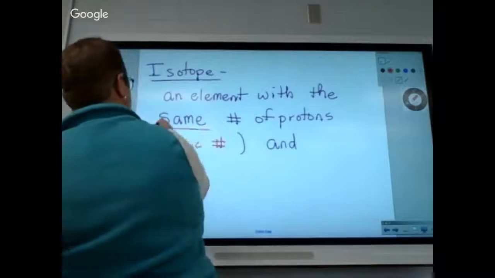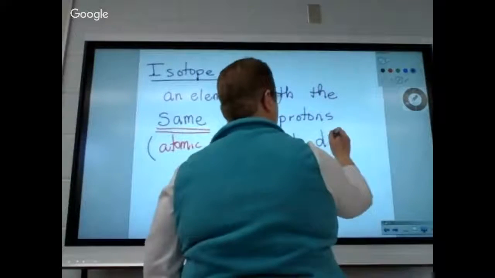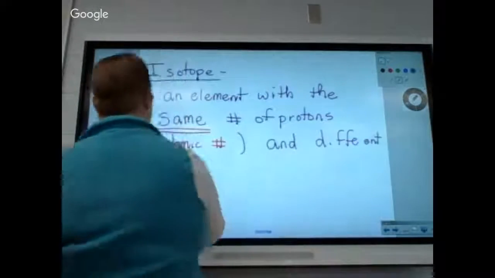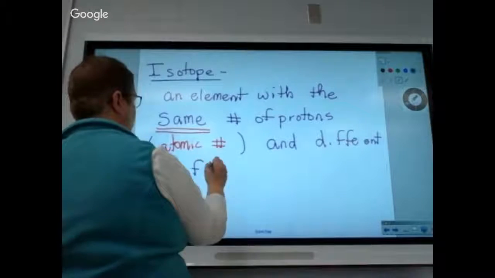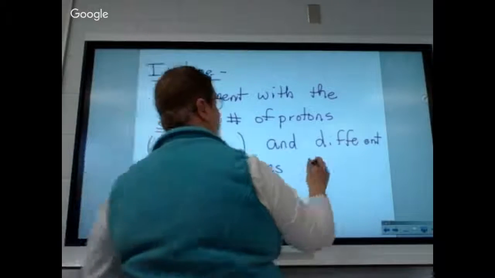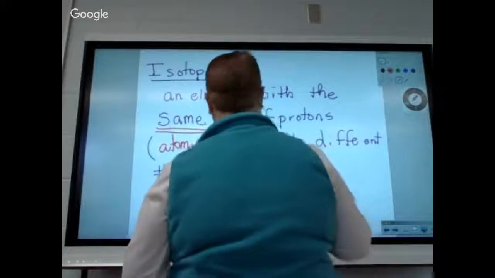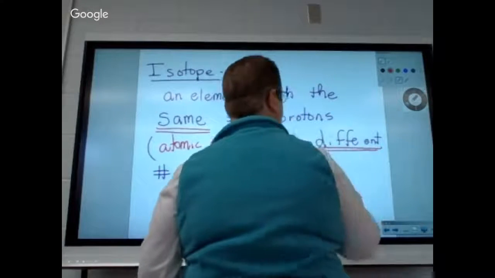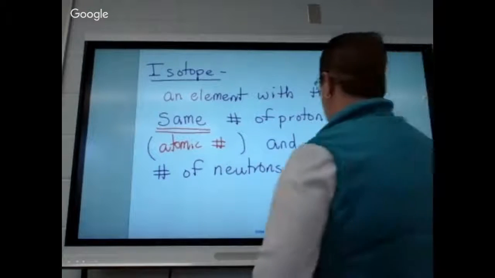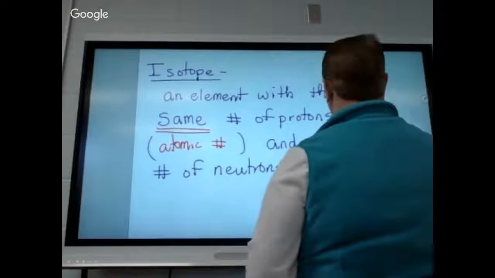So you can have the same atomic number and a different number of neutrons. Well, in order to have a different number of neutrons, what would have to be different? The atomic mass. Okay?